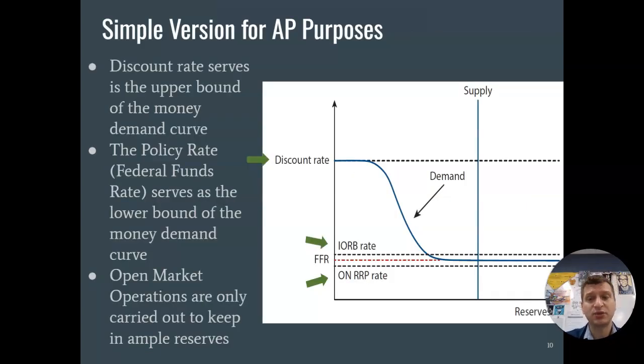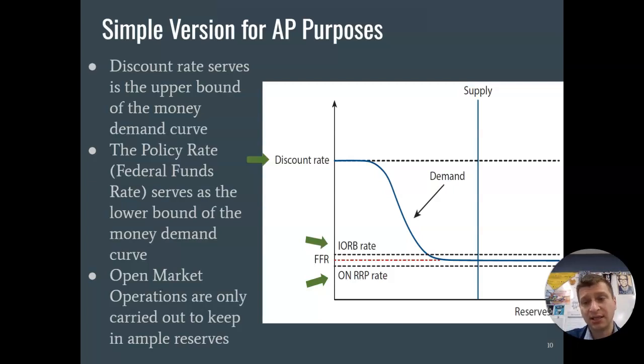Now, what does the AP test want you to know about this graph? The discount rate serves as the upper bound. The policy rate is the federal funds rate. They're going to announce whether or not that increases or decreases. And the open market operations are only existing to keep it in the ample reserves. This is sometimes something that could come up.